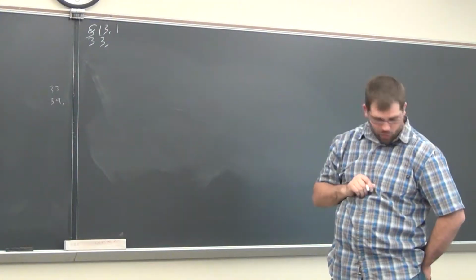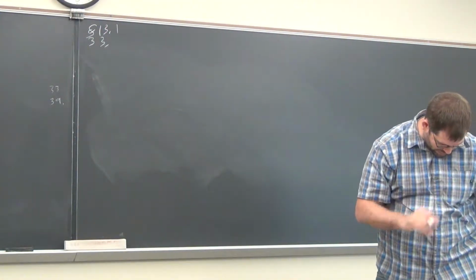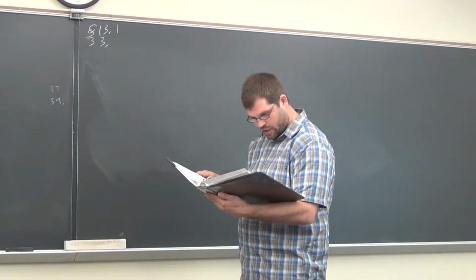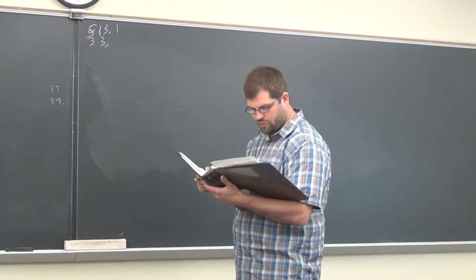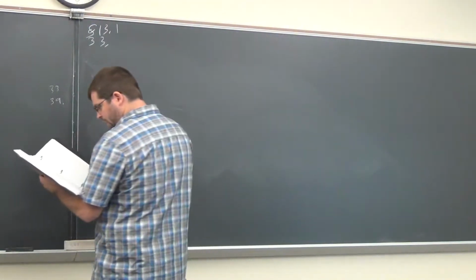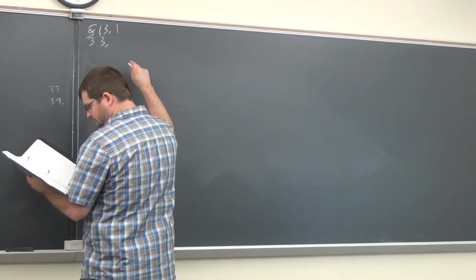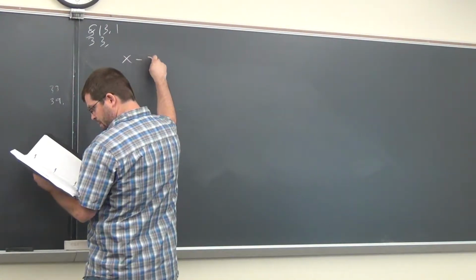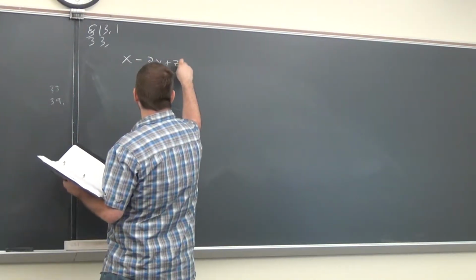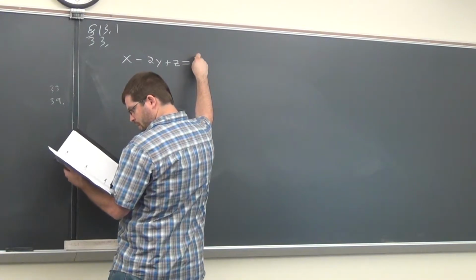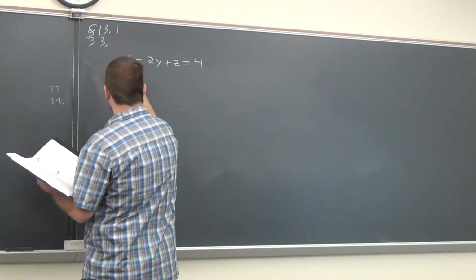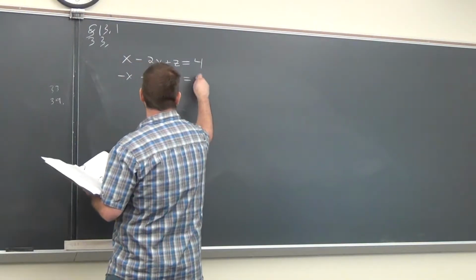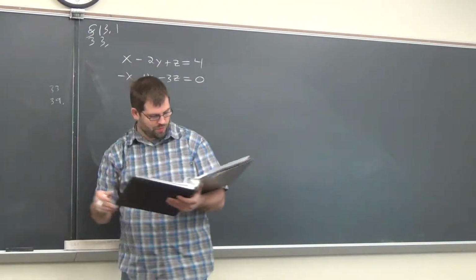So homework question 13.1, number 33. It asks you to find a vector equation for the line, and they tell you that this line is the line of intersection between these two planes.